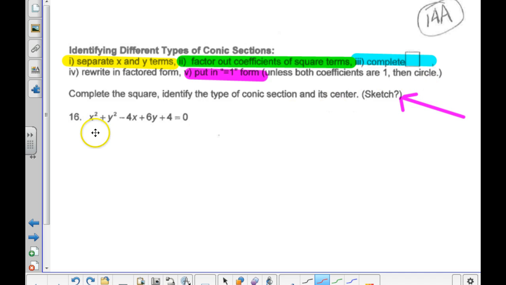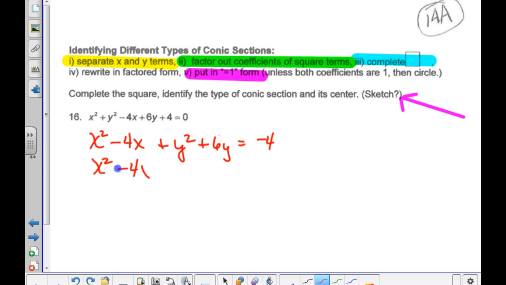This is an easy one. You guys could all do this one right now. I'm going through the directions though so that it makes sense. Separate out the x's and the y's and move everything else over to the other side. Factor out. Do I need to factor anything out? Is there anything in front of the x squared or the y squared? No, so if you were fast enough to put the blanks in, you didn't even need to rewrite it. Rewrite it.